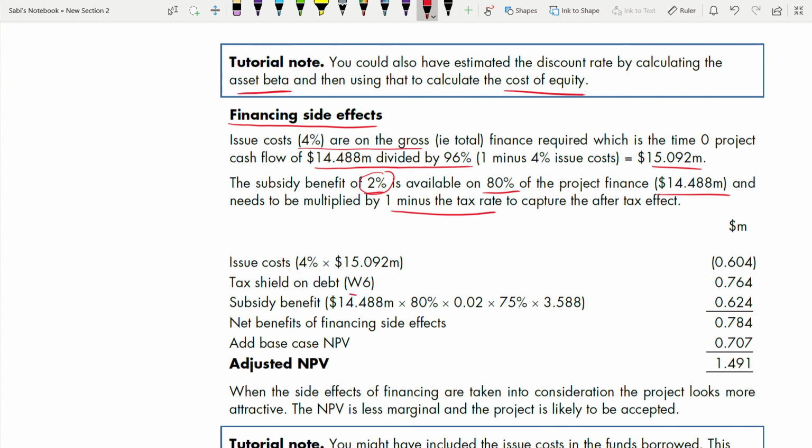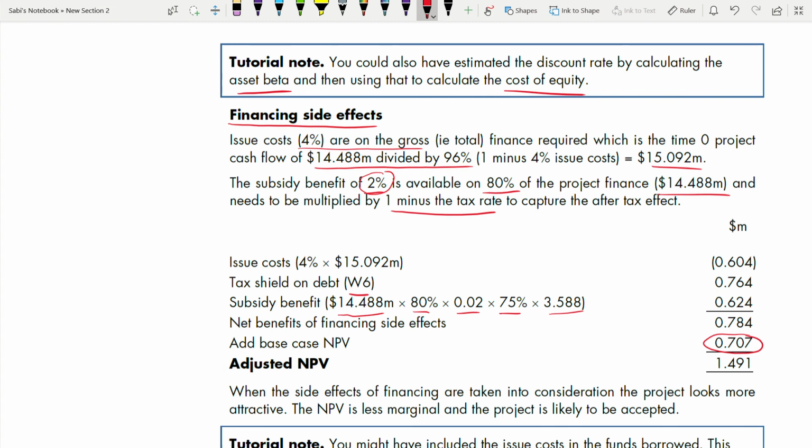Then comes the tax shield on debt, which is working out to 6. Because you are taking debt, you are having some tax shield. The subsidy benefit is also there. What is the subsidy benefit? Out of the total, only 80%, and this is the subsidy benefit times 75% times this 3.588, which is the annuity factor for the 4 years, because annually you are getting the subsidy benefit. And then the net benefit of financing side effect. What is it? This 0.707 is your base case net present value. You're adding it, and you are getting your adjusted net present value.